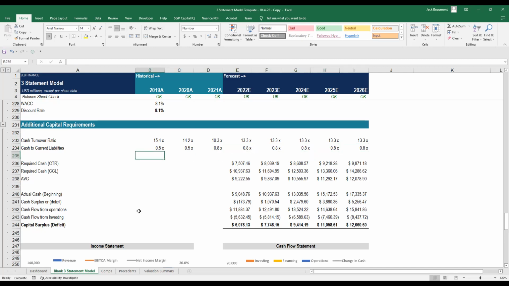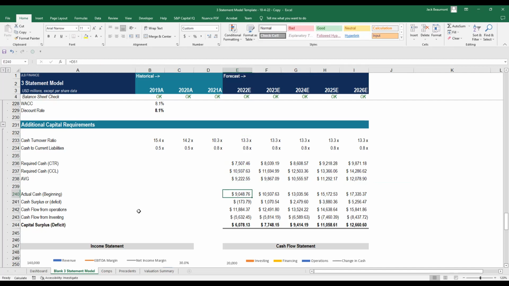So I've taken the required cash. I've taken what these ratios are and used them in our forecast. So what is the revenue on forecast? We did that, and then I'll multiply or divide that by our cash turnover ratio, and we get our required cash. I do the same for this ratio. Then I get an average, and then I take what our actual cash balance is at the beginning.